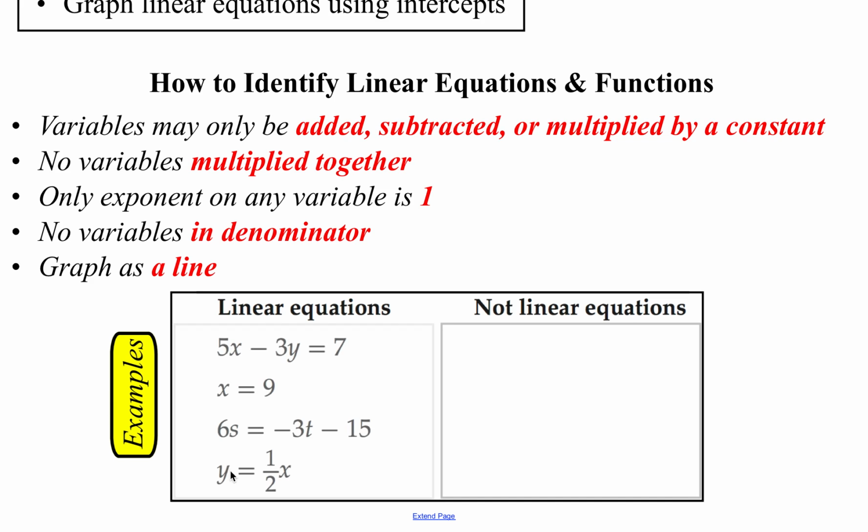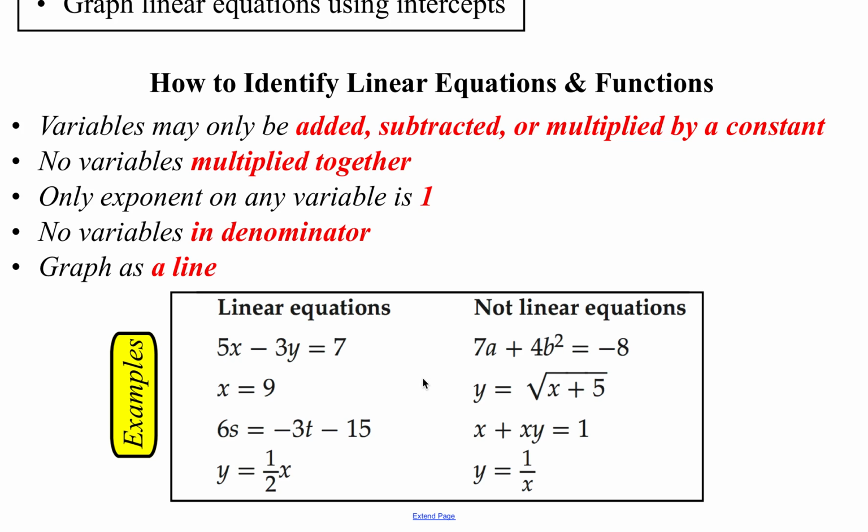So here are several examples of linear equations. All of these are linear equations. They all have variables that are either added, subtracted, or multiplied by a constant, and none of the variables are multiplied together by each other. Here are some examples of equations that are not linear. This one is not linear because it has an exponent of 2. This one has a square root, a radical, and that makes it a different exponent if we were to write that exponentially. This one has variables multiplied together, and this one has a variable in the denominator. So those are not linear.